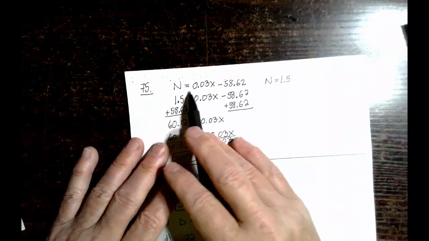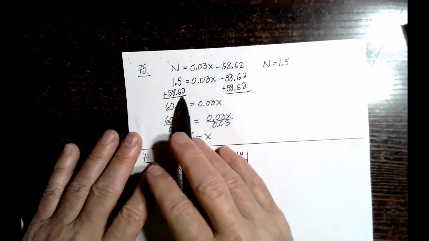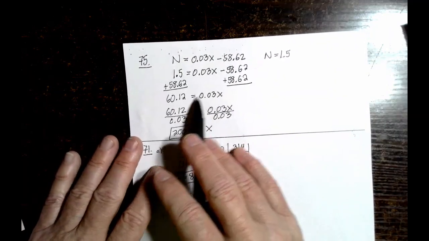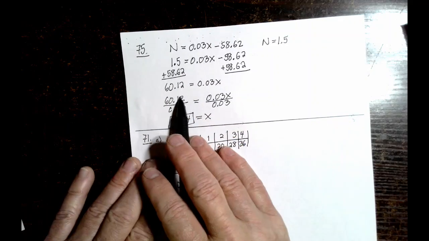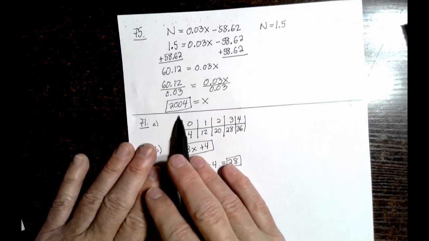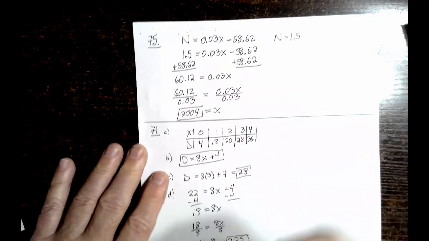Okay, 75, they give you this equation, they tell you n equals 1.5, so you plug that in. And you don't have to get rid of your decimals. Watch as I solve it without getting rid of decimals. I add 58.62, I divide by 0.03, and then I get 2004. You could have multiplied by 100, but you don't have to.